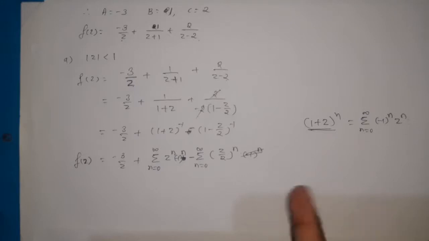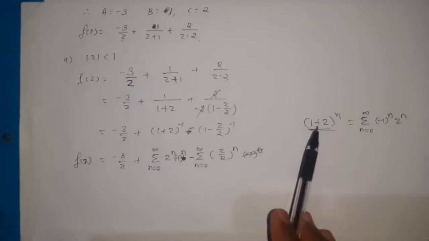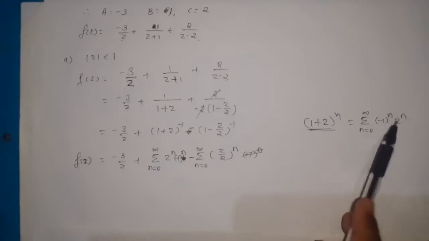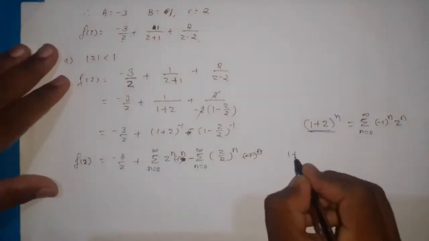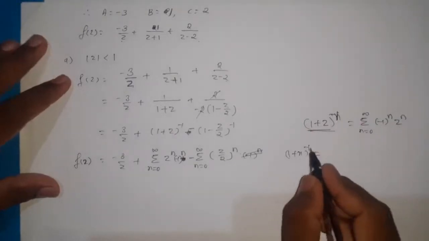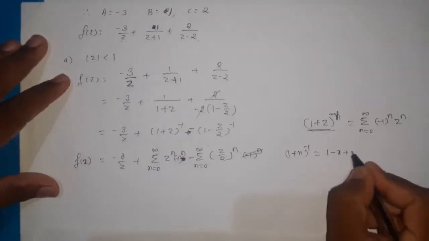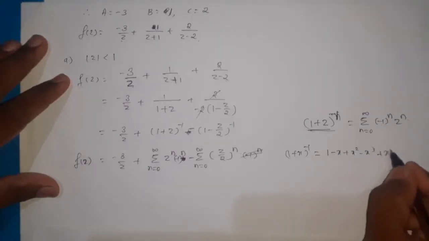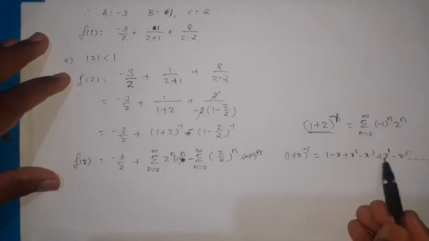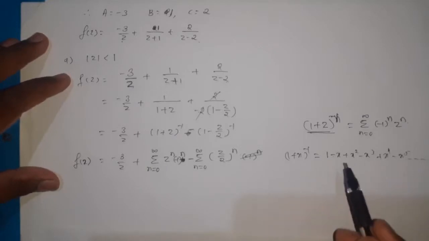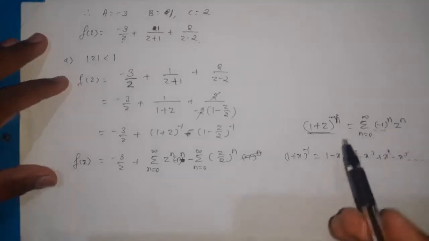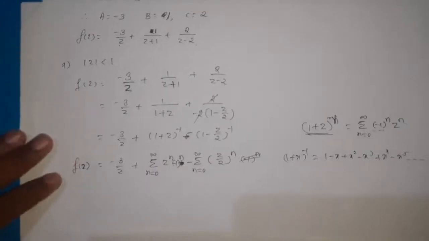So please do the correction that whenever the factor is of the form 1 plus z, then add there minus 1 whole power n, because we know that the expansion of 1 plus x whole power minus 1 is 1 minus x plus x square minus x cube plus x power 4 and minus x power 5 and so on up to infinity. So here alternately plus and minus are there. That's why we are adding that minus 1 whole power n in that case, that is 1 plus z whole power minus 1.